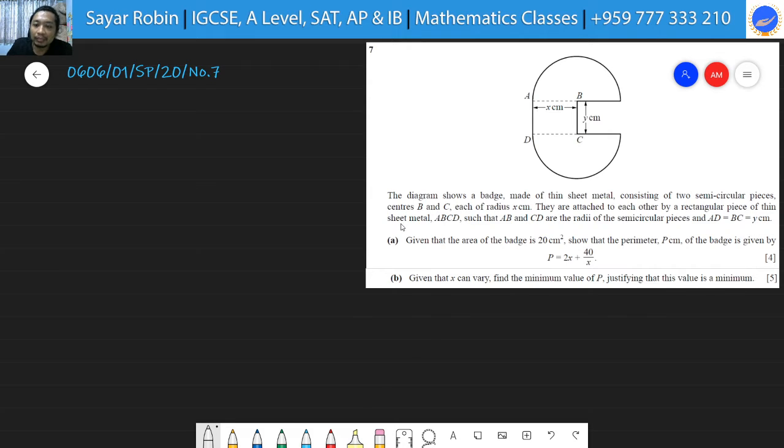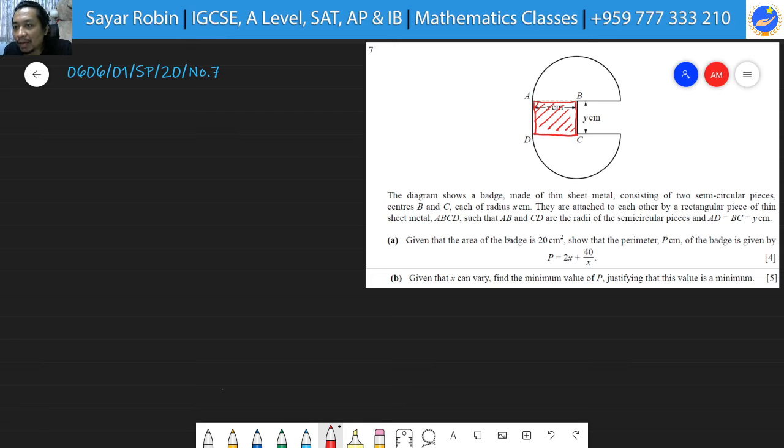I'm going to shade the rectangular part. This is the rectangular part, and it has been attached to two circular shapes. Exactly, two semicircles are attached to the rectangular piece of thin sheet metal ABCD, such that AB and CD are radii of the semicircle pieces. AD equals BC equals y.